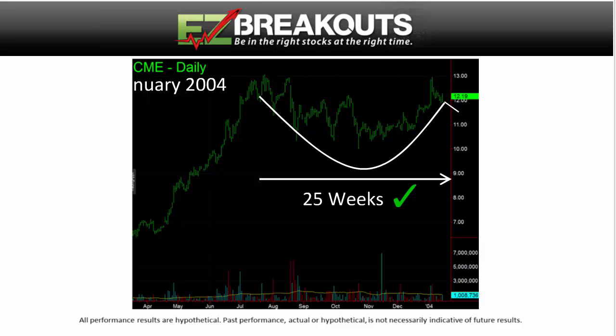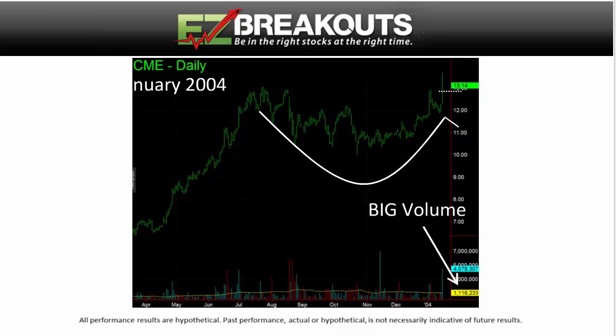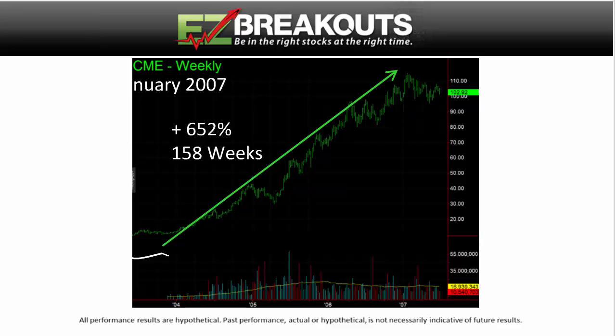Length of the base? 25 weeks. It's almost like a half year long, right? 6 months long. And then does the handle form up above the midpoint of the base? Yes, it does. So all of these things are our check marks. They're meeting our criteria. And our buy point is right through the high of the handle. And it also actually kind of coincides with the high of the base altogether, the left side high. And here it is, breaks out, big volume, boom. This is a breakout. And CME goes on to run 650% over the next approximately 158 weeks. Okay, so about 3 years, it runs up about 650%.